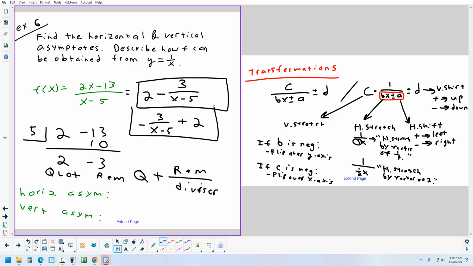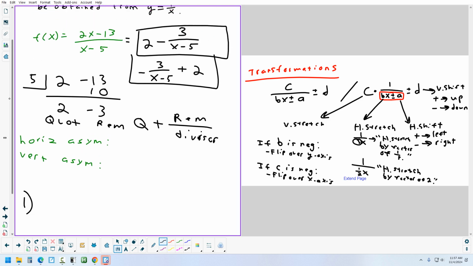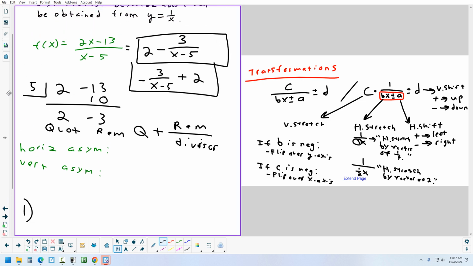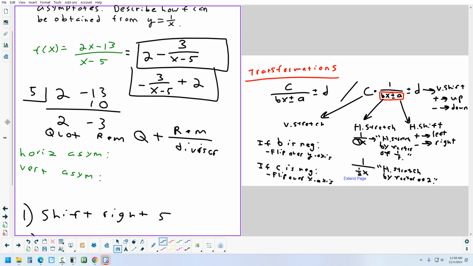Now we can identify the A, the B, the C, and the D. Let's start with the first transformation. Is there a number in the A spot in this problem? Yes. What is that number? Negative 5. So that's going to shift my graph to the right. How many units? 5. Perfect. Shift right 5.